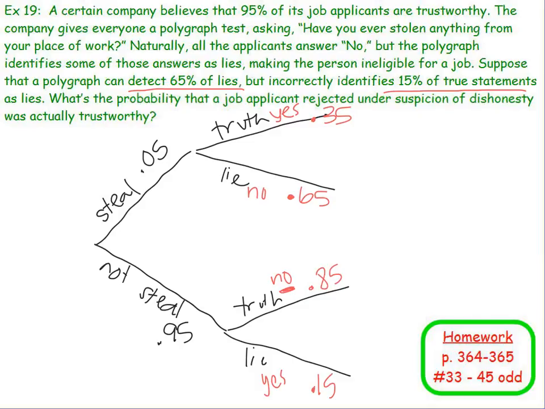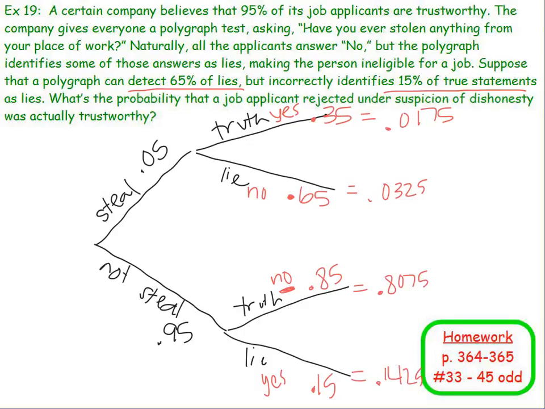Let's go through and do all of our multiplying. Stealing and telling the truth is 0.142. No, let me make sure I have the right number. Stealing and telling the truth is 0.0175. Stealing and lying about it is 0.0325. Not stealing and telling the truth is 0.8075. And not stealing and being accused as lying is 0.1425.